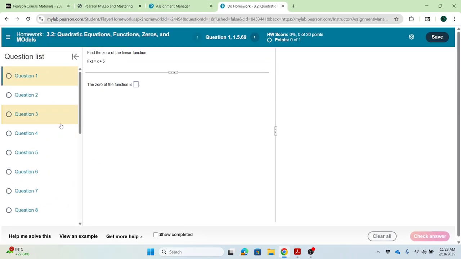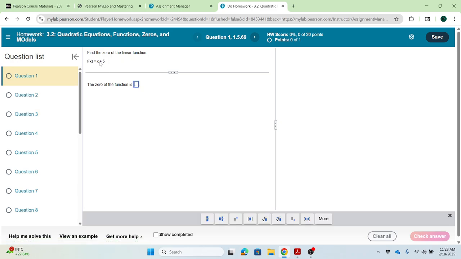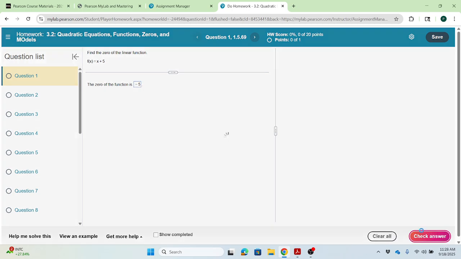So let's look at some homework problems. Find the zeros of the linear function. Zero means for what value of x this function would be 0. For x equal negative 5, negative 5 plus 5 is 0. So that's the 0 of this function.